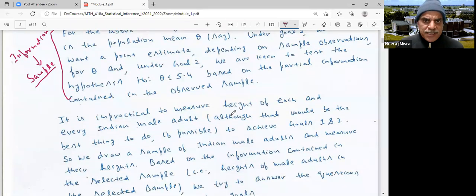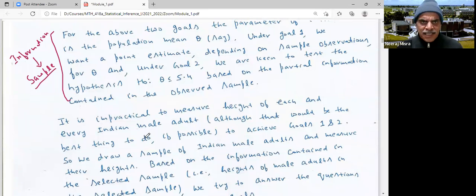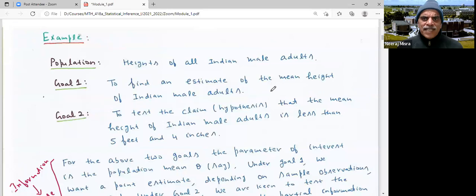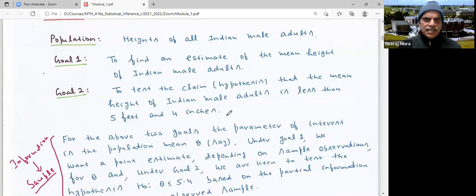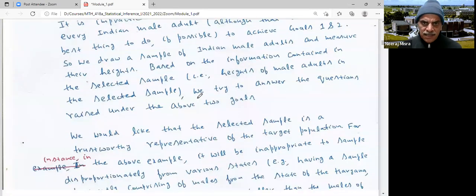So it is impractical to measure the height of each and every Indian male student or Indian male adult, because that may not be possible, although that would be the best thing to do if possible. Because if you can measure the height of each and every Indian male adult, then you can answer these two questions in an obvious manner. You can calculate the mean and see what that value is. You can take that as an estimate. And if that value is less than or equal to 5.4, you can agree with the claim that the mean height is less than or equal to 5.4. But measuring the height of each and every Indian male is impractical.